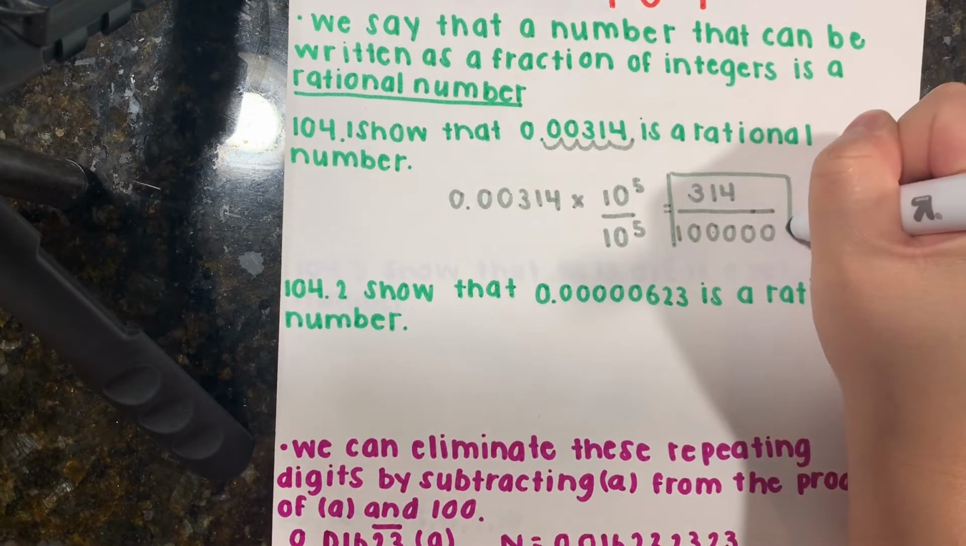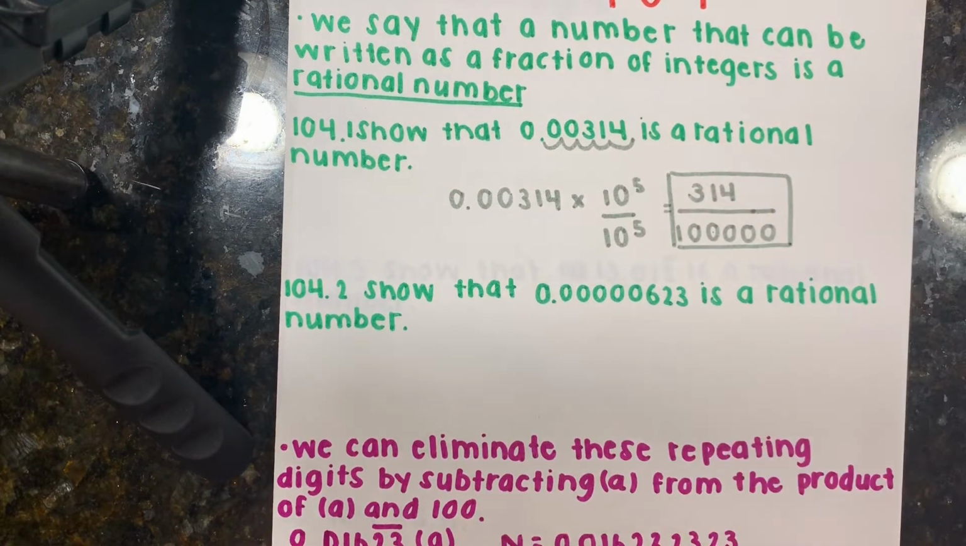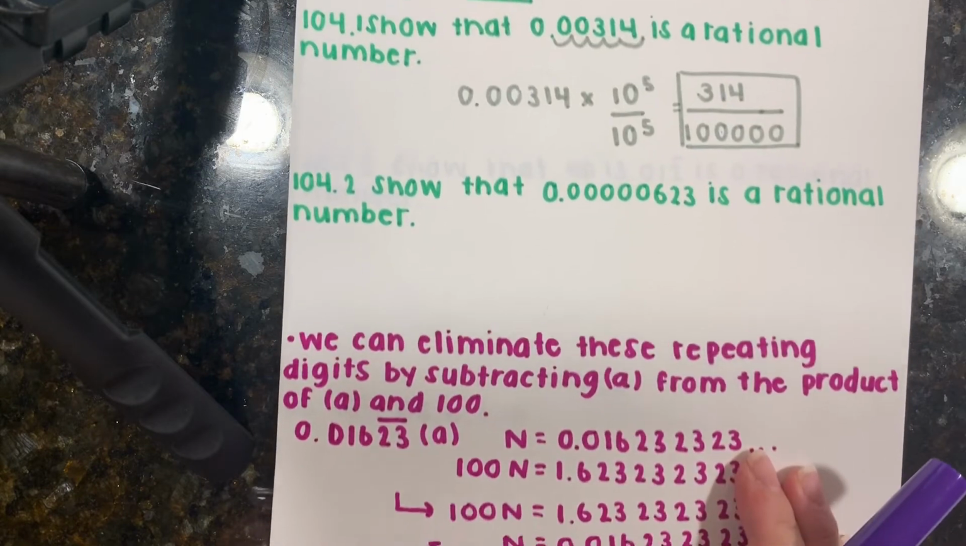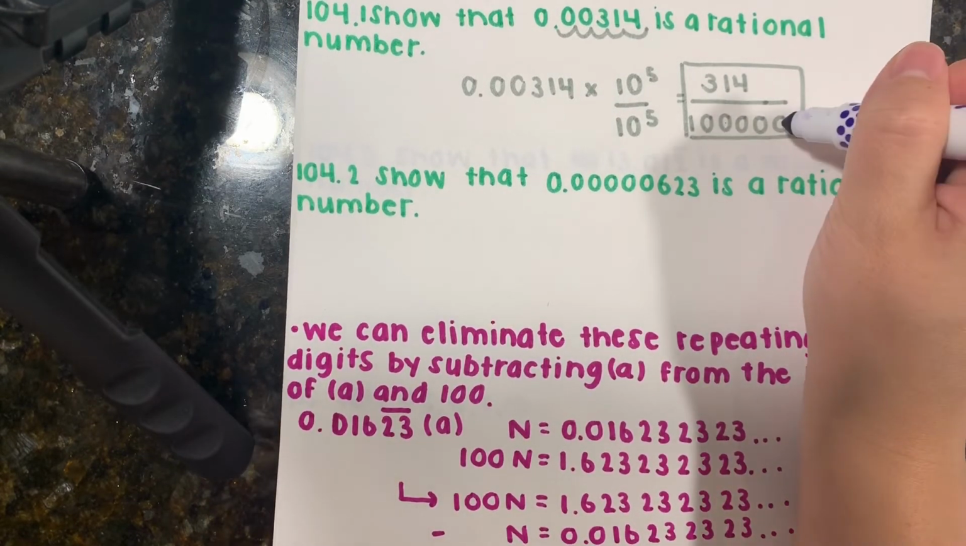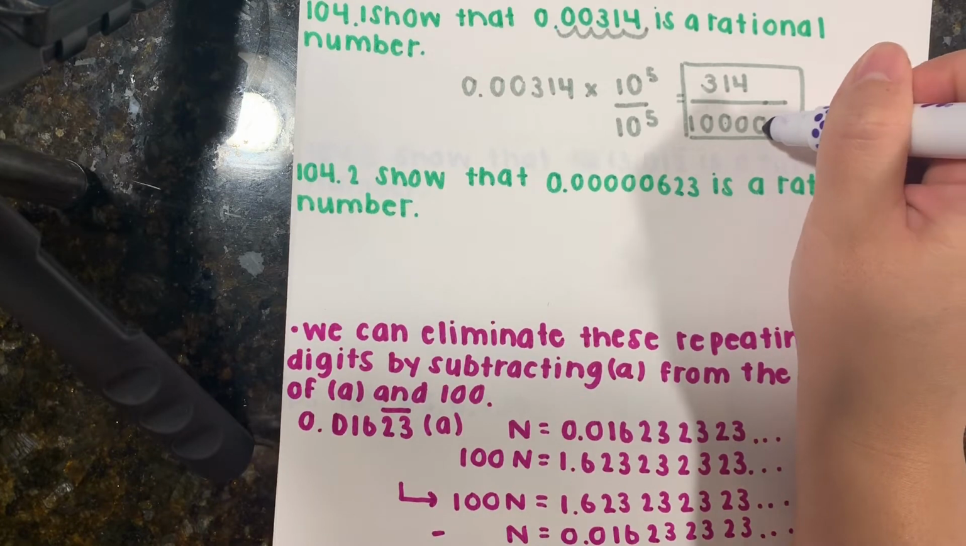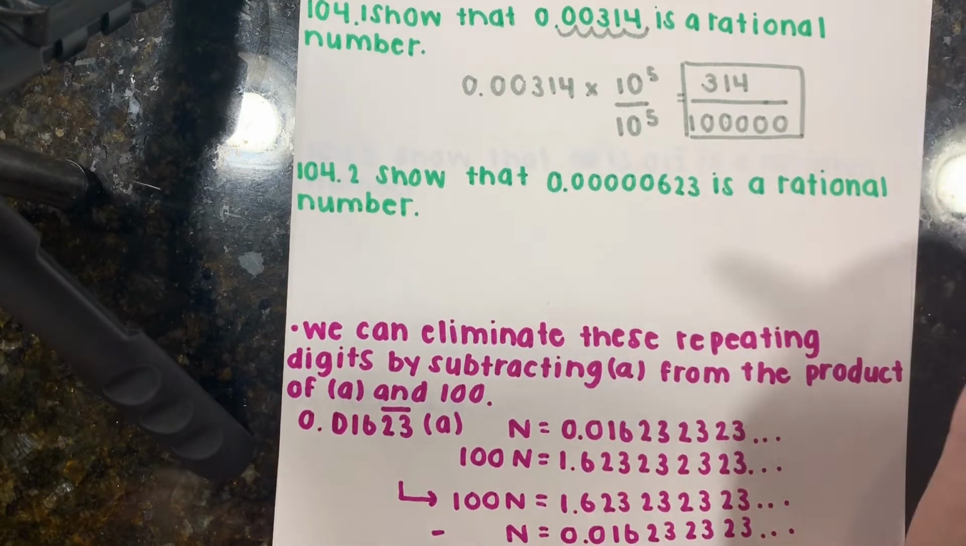So basically what I did is I turned my decimal number into a whole number by multiplying it by 10 to the however many spaces it needs to be, and then putting it over that number. So notice that on the bottom, there is 1, 2, 3, 4, 5 zeros, 10 to the 5th.